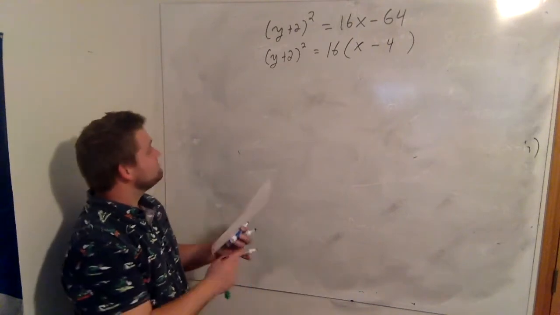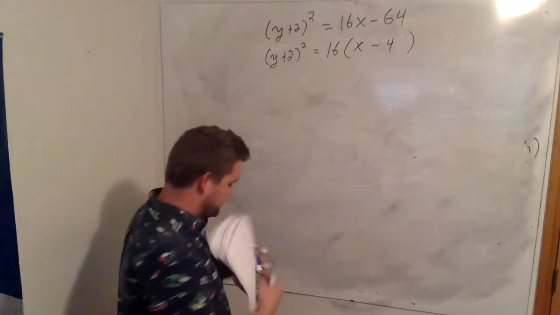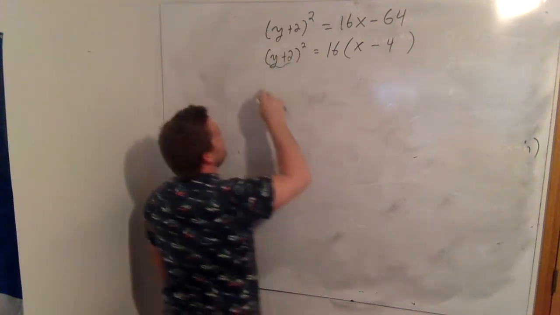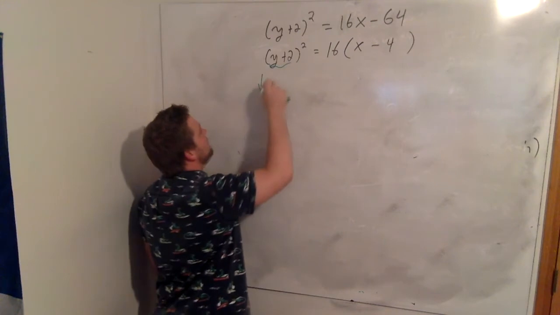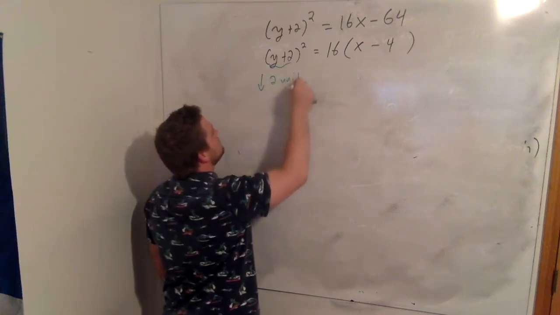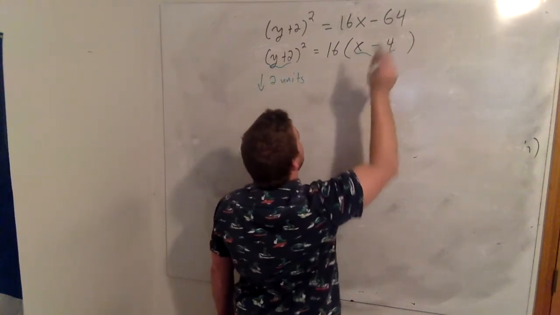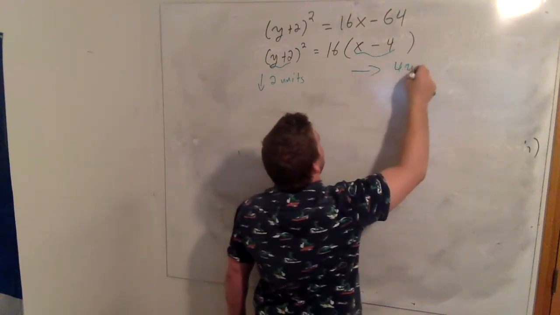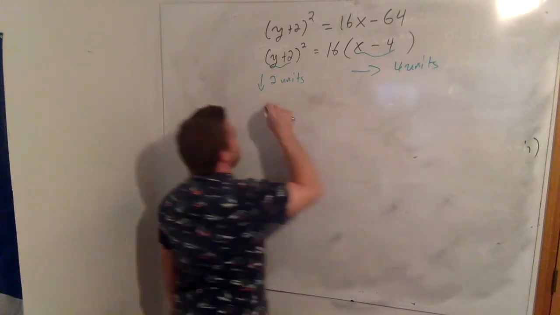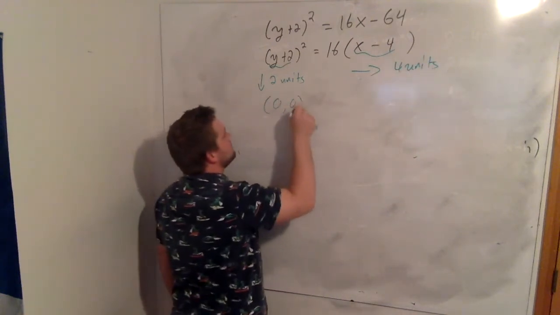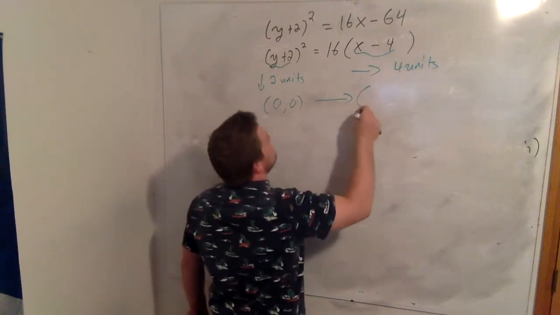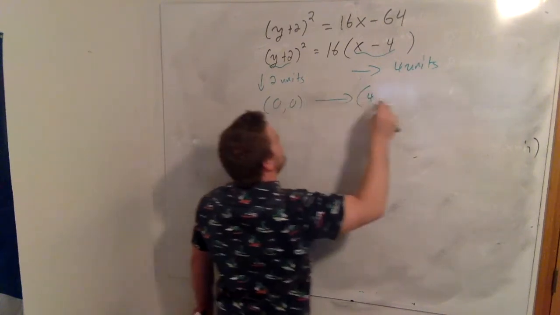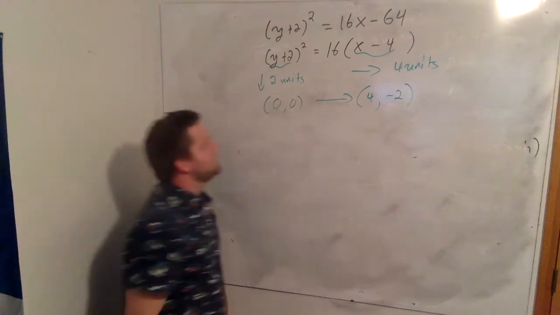Okay, so let's see what's going on here. We're adding 2 directly to the y value, so that's going to shift the parabola down 2 units. Here we're subtracting 4 directly from the x value. That's going to shift the graph right 4 units. The vertex used to be at 0, 0, and now I'm shifting it to the right 4 units and down 2 units. So the vertex is at 4, -2.